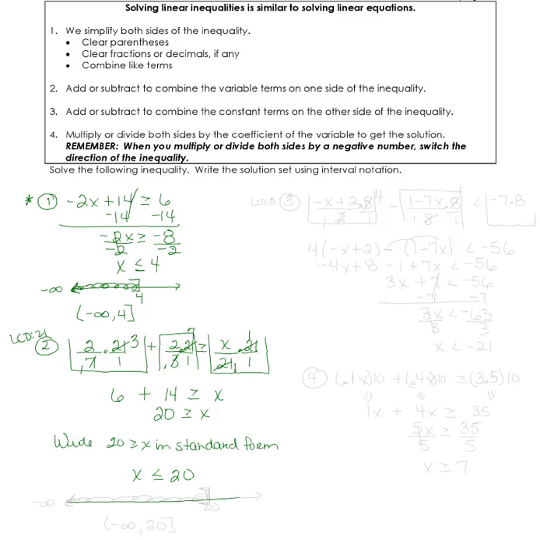All right, here we go. Here's 20, closed bracket, shade everything to the left, to negative infinity. Then our interval notation: open parenthesis, negative infinity, comma, 20, close bracket.